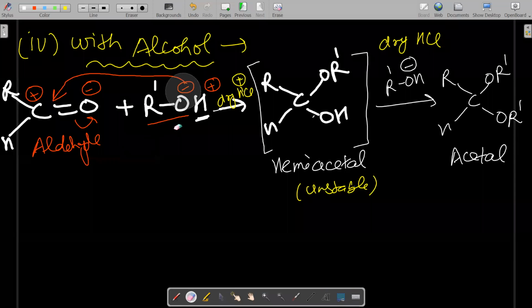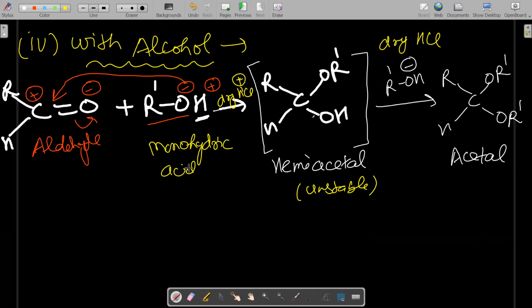ठीक है. So, what reaction occurs with alcohol? This is clear to all of you. Alcohol, that is monohydric alcohol. This is a monohydric alcohol. Monohydric alcohol reacts with aldehyde to form hemiacetal, which is followed by another reaction with a second mole of alcohol to form acetal. And this reaction occurs in the presence of dry HCl.